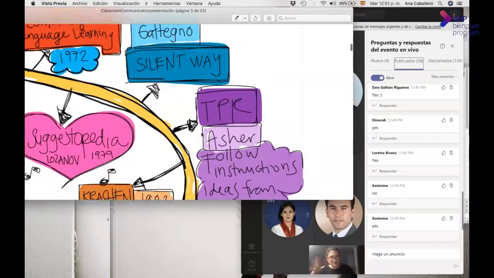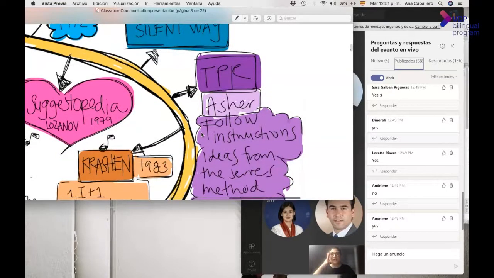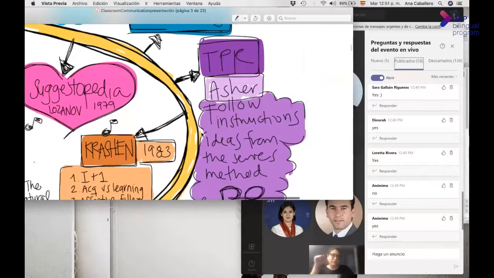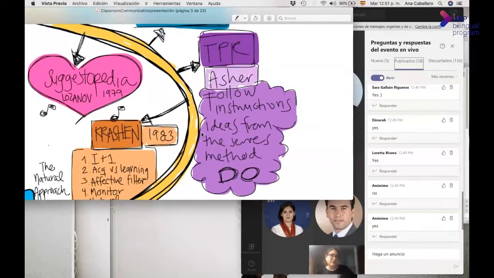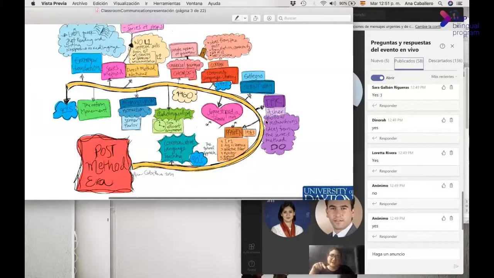Then for elementary, well, for kindergarten teachers, we have TPR. Mr. Asher, an American psychologist, takes some ideas from the series method that goes all the way back here and says, okay, if students follow instructions, we're going to take these ideas to have students follow instructions and learn the language.